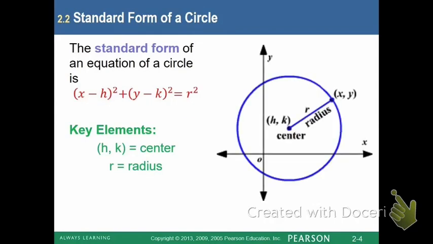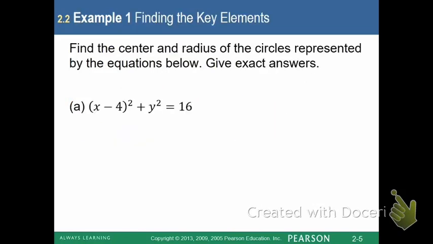Here is a picture that kind of matches up with that. Like I said, you switch your signs, that gives you the center of (h, k), and then remember the radius is the distance from the center to the outside of the circle. So, first type of problems, it says find the center and the radius of the circle represented by the equations below. Give exact answers. So, the center for this one, again, I'm just going to switch my signs.